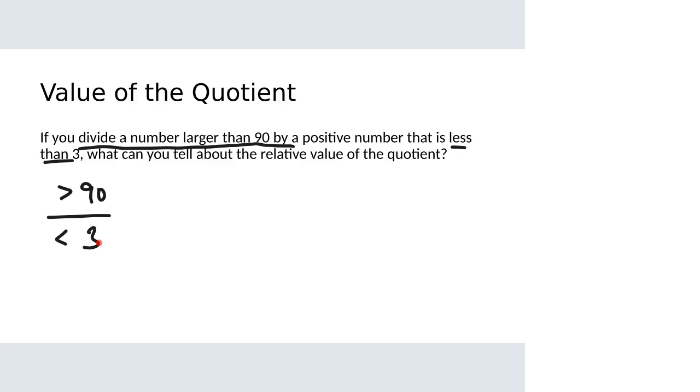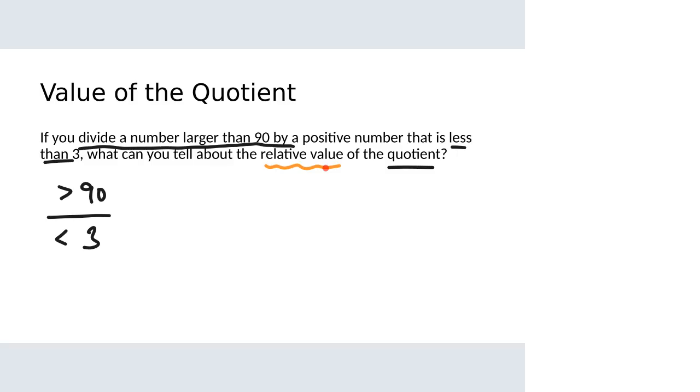What can you tell about the relative value of the quotient? The quotient is just the answer to a division problem. So that one, the mystery's gone. And then relative value means what can you say about the answer to this question? We can't necessarily say that it's going to be 9 or anything like that because we could have anything here.